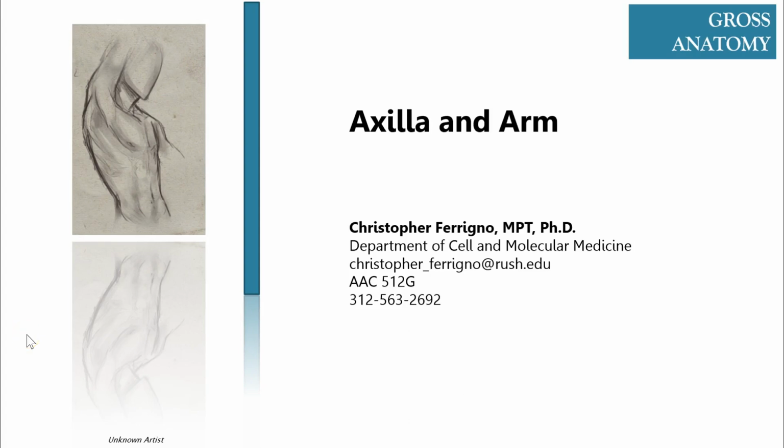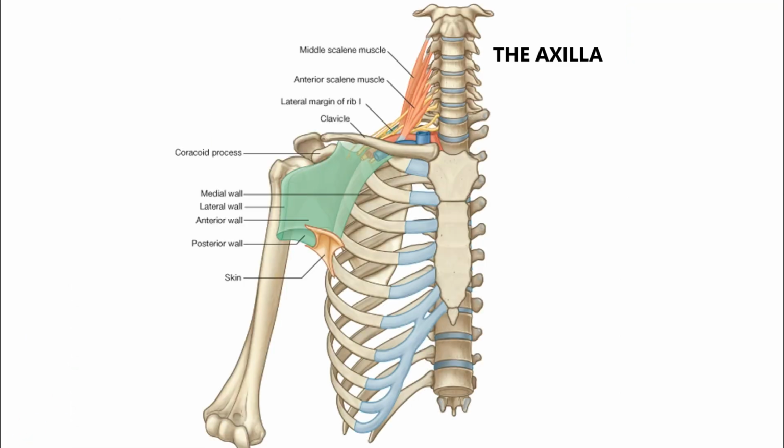This discussion will go over the axilla and the arm. The first order of business is probably to discuss what the axilla is. Well, the axilla is an area that is the transition zone between the posterior triangle of the neck, or the neck in general, and the arm itself. So it's essentially this armpit area, if you will, and this lateral chest area.